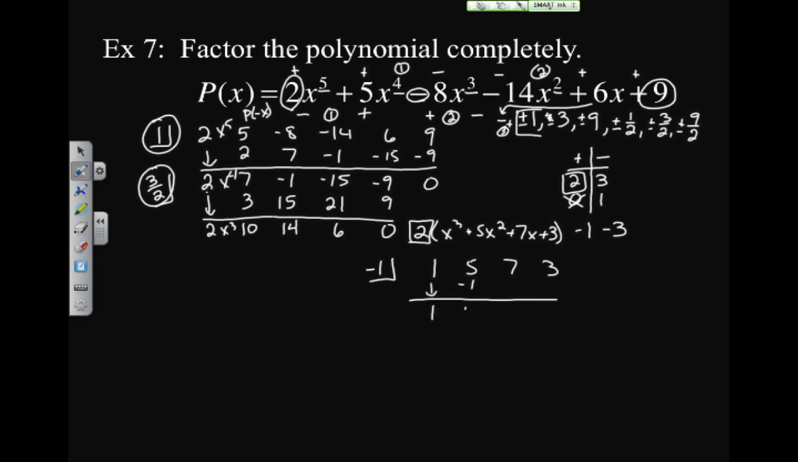This would be negative 1 and 4, negative 4 and 3, negative 3 and 0, and that works. So negative 1 is another 0. And now notice we've got it to this point. This is x squared plus 4x plus 3. We're down to a quadratic. Let's just factor that. And we get x plus 1 and x plus 3.